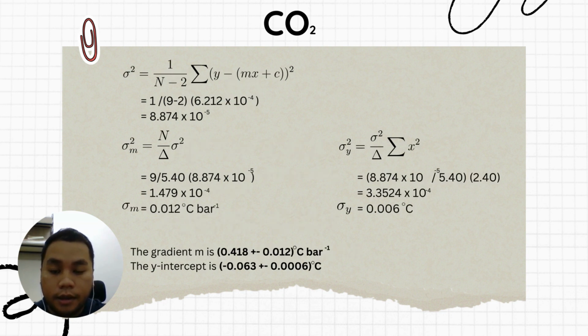And now we calculate the variance and standard deviation to find the uncertainty for the gradient and y-intercept. So we find that the uncertainty for the gradient is 0.012 degrees Celsius per bar, and the uncertainty for the y-intercept is 0.06 degrees Celsius. So the value of the gradient is 0.418 plus minus 0.012 degrees Celsius per bar, and the y-intercept is negative 0.063 plus minus 0.0006 degrees Celsius.